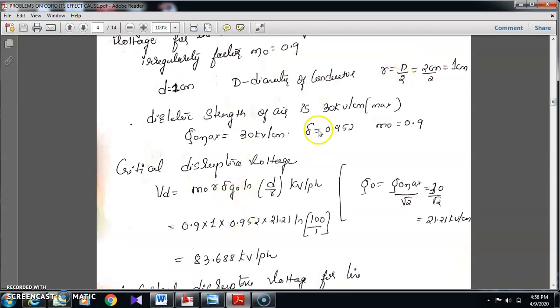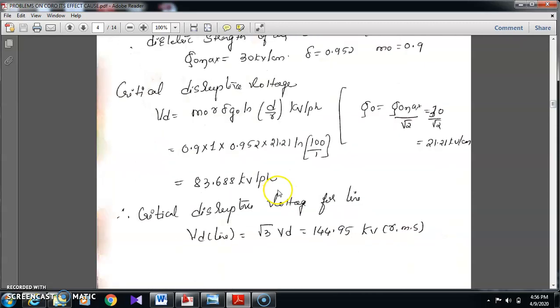G naught you have to find from G naught max divided by root 2, even if they don't specify it. So keep 30 kilovolt per centimeter divided by root 2, and you will get this value. It's the same for all. Then do D by R, substitute here, and you will get the critical disruptive voltage at which corona starts, and this is the line voltage.